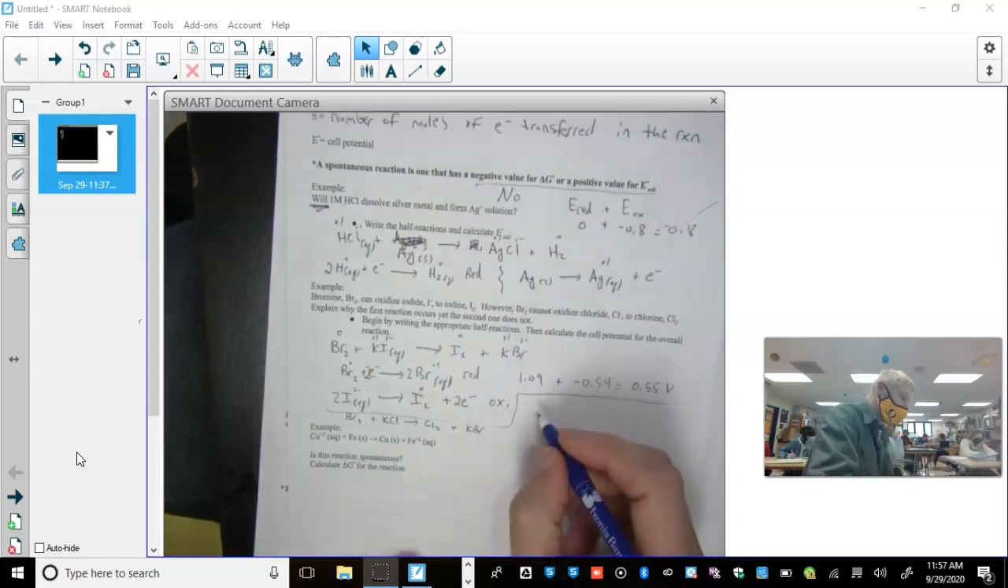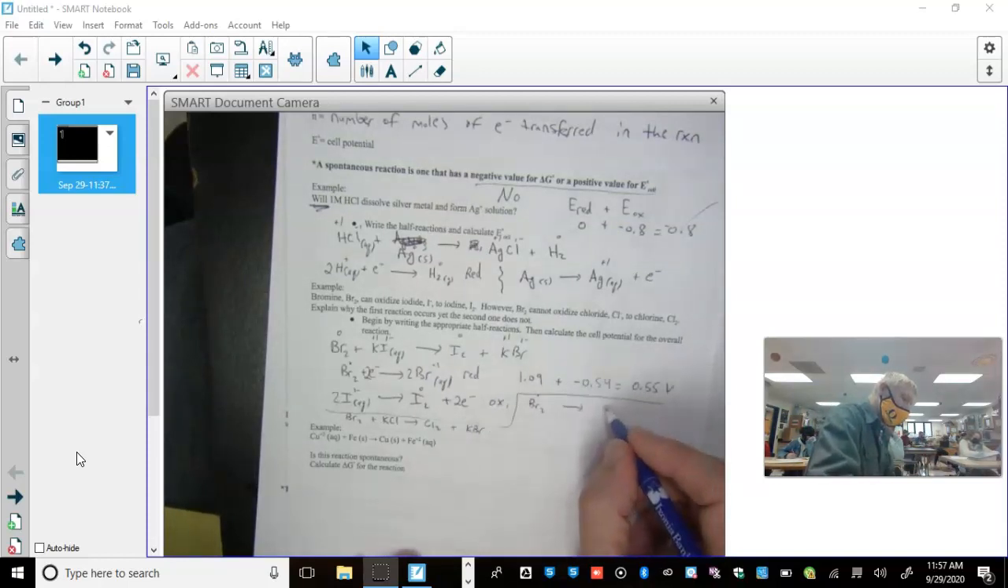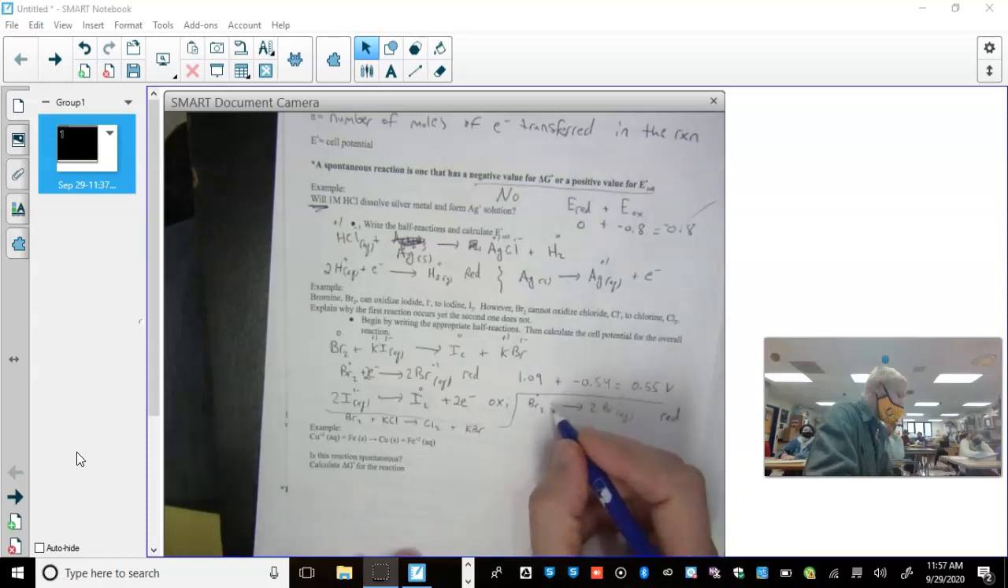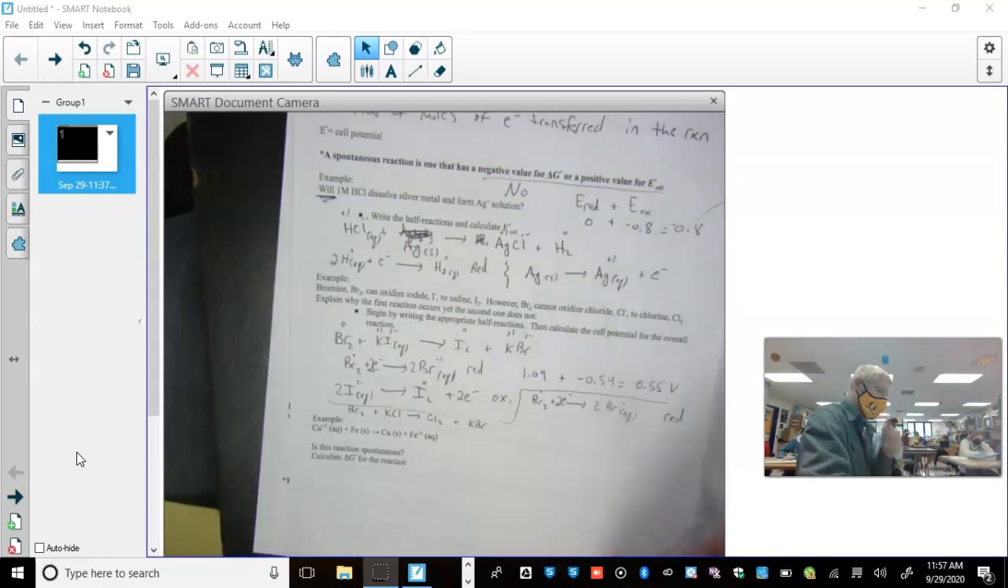So let's do the first one. Br2 turns into Br minus, and that's aqueous. There's 2 of them. Going 0 to minus, that's reduction. And so electrons are being added. And if I got 2 of them, I have 2 electrons. Questions so far?